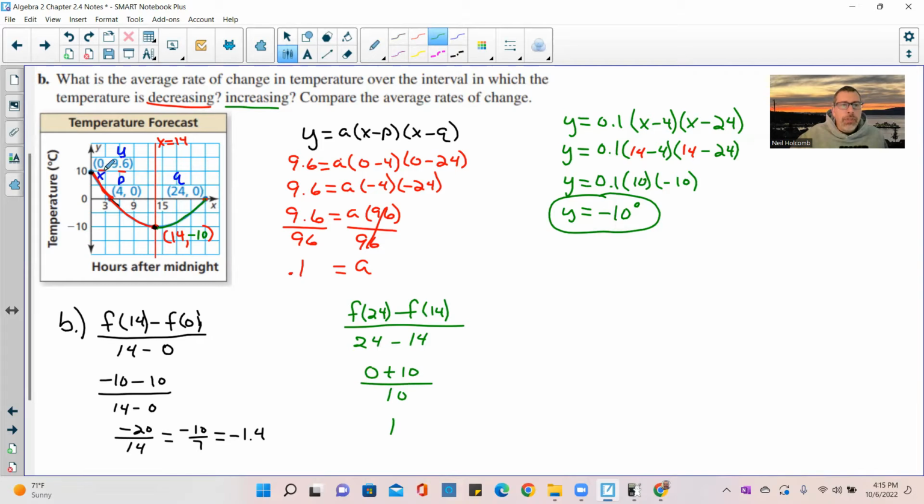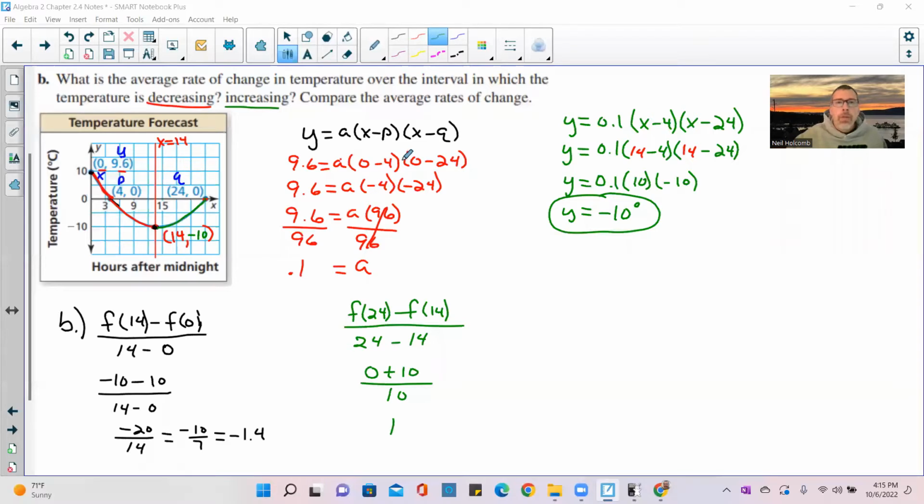Okay, so the temperature from midnight until 2 p.m. dropped on average 1.4 degrees per hour. It then, from 2 p.m. until midnight, increased 1 degree per hour in Celsius. So the average rates of change look different, but actually the time is a different amount of time. We're taking 14 hours in a day, comparing it to the other side, which is only 10 hours. Okay, so there's the answer to part B.